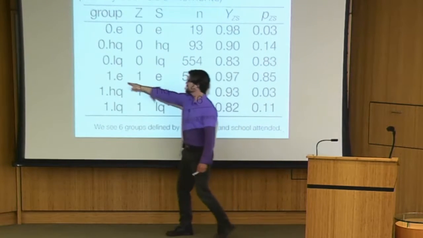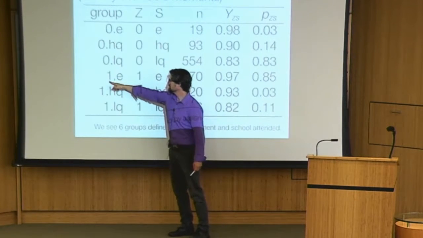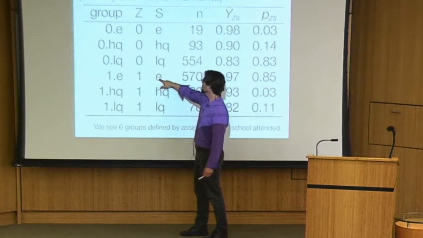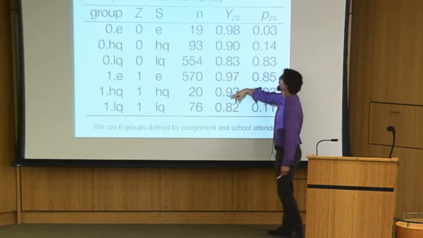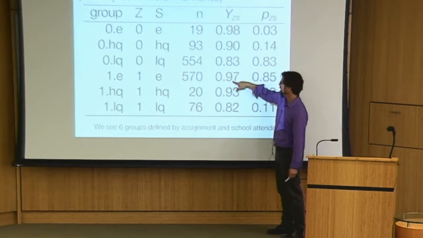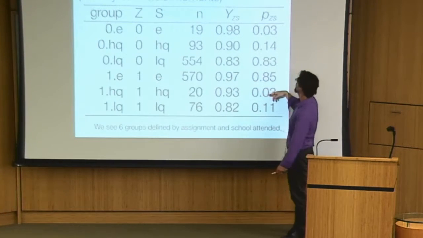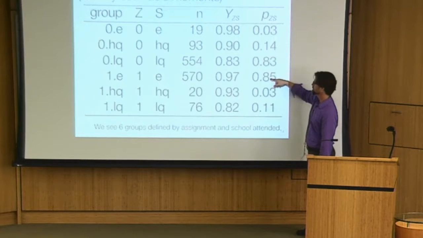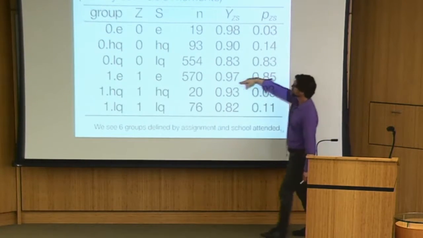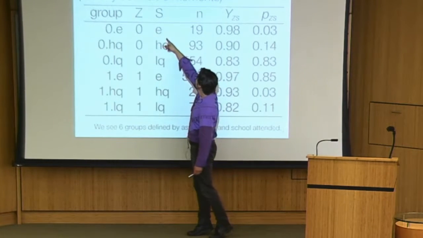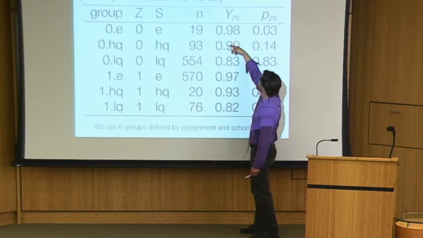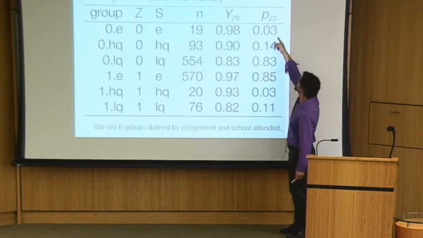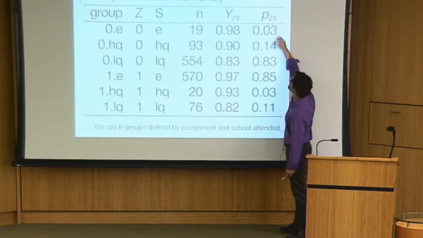For example, this is the group of people that were assigned treatment and went to an early college high school, and we had 570 of these people. They were 97% on track, and they represent 85% of the treated sample. So these three numbers add up to 100%. For this row over here, there were only 19 people, and their Y_Z was 0.98, so they're almost 100% on track, and their proportion of the control group was 3%.